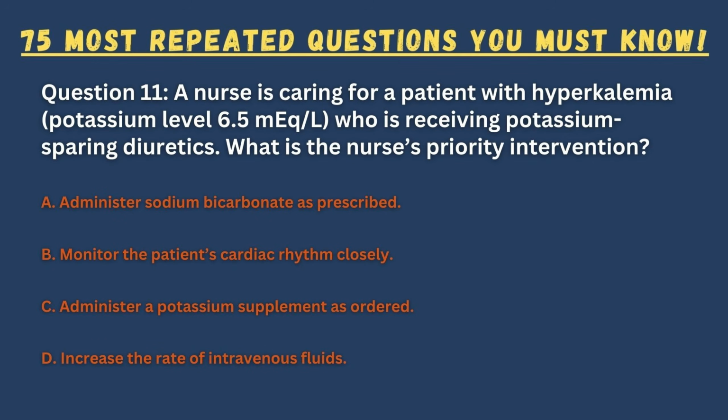Question 11. A nurse is caring for a patient with hyperkalemia, potassium level 6.5 milliequivalents per liter, who is receiving potassium-sparing diuretics. What is the nurse's priority intervention? A. Administer sodium bicarbonate as prescribed. B. Monitor the patient's cardiac rhythm closely. C. Administer a potassium supplement as ordered. D. Increase the rate of intravenous fluids.